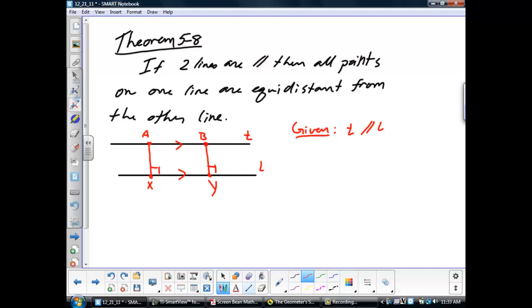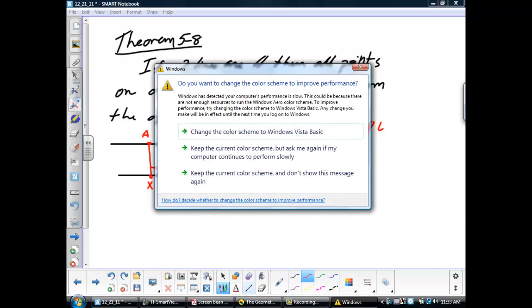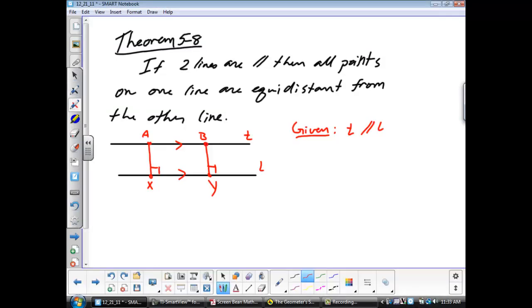So now, what we are also given is that segment AX is perpendicular to line L, and segment BY is perpendicular to line L, because that's how you do distance. So we have AX is perpendicular to XY, and BY is perpendicular to XY.